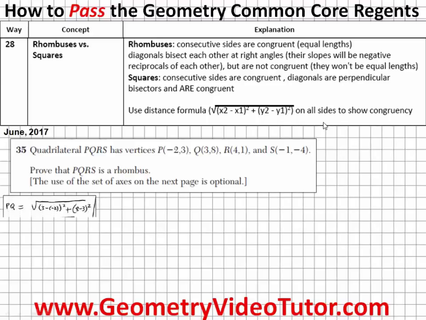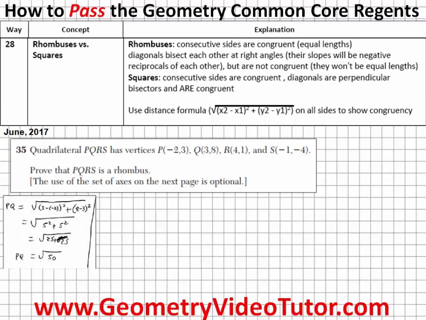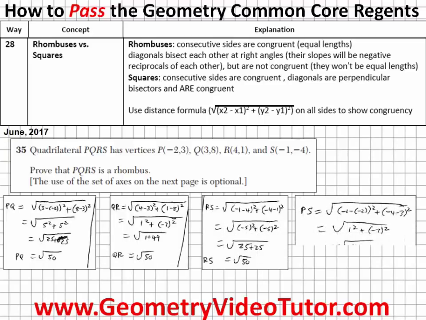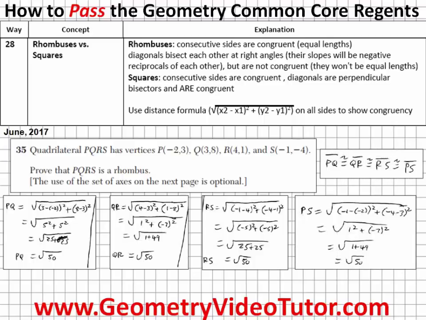So when you do PQ, the length of that is the square root of 50. QR, the next segment, is square root of 50. RS, square root of 50. PS, square root of 50, and as long as you show that all sides of the rhombus are congruent, that's enough proof. That could get you points to prove that PQRS is a rhombus. So you want to use the distance formula on that.